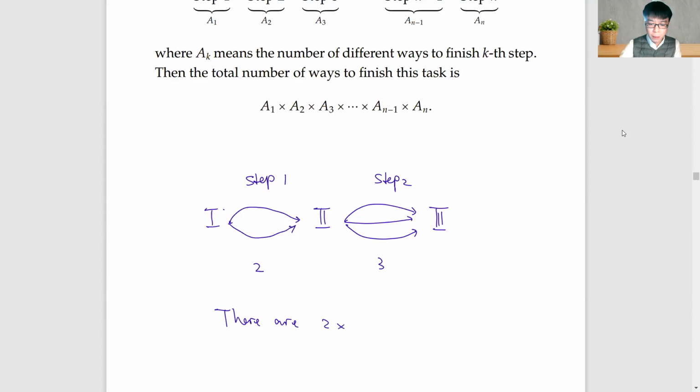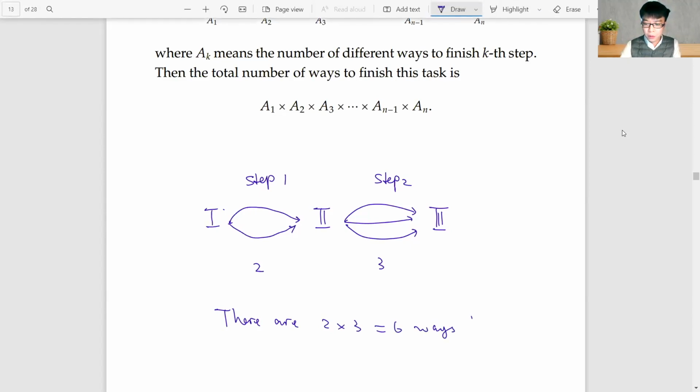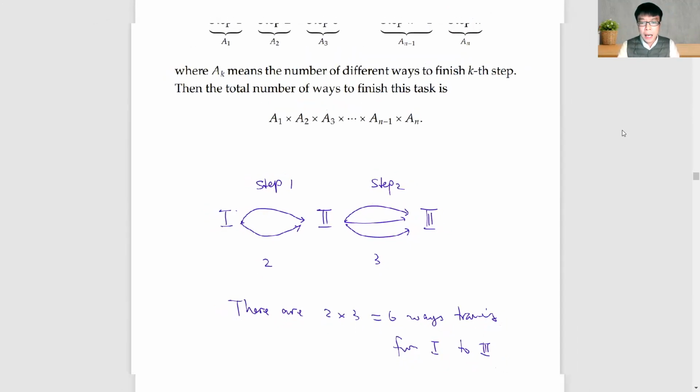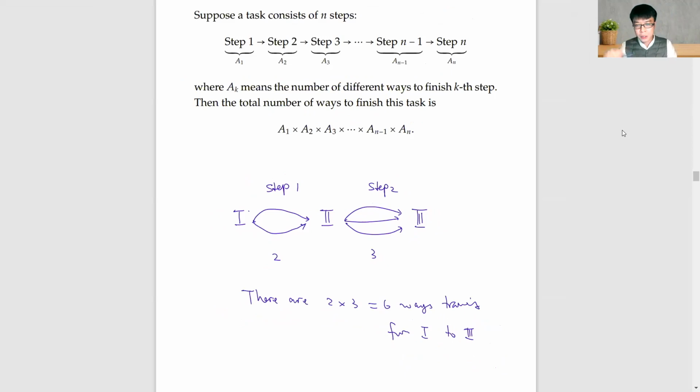There are 2 times 3 equals 6 ways of traveling from 1 to 3. This is a very simple illustration of the multiplication principle. Now let's do some examples based on this principle.